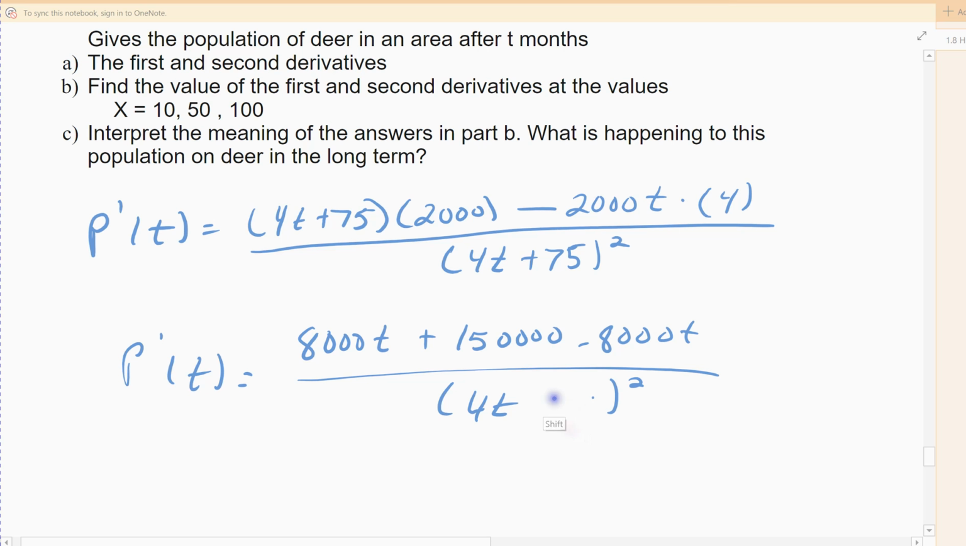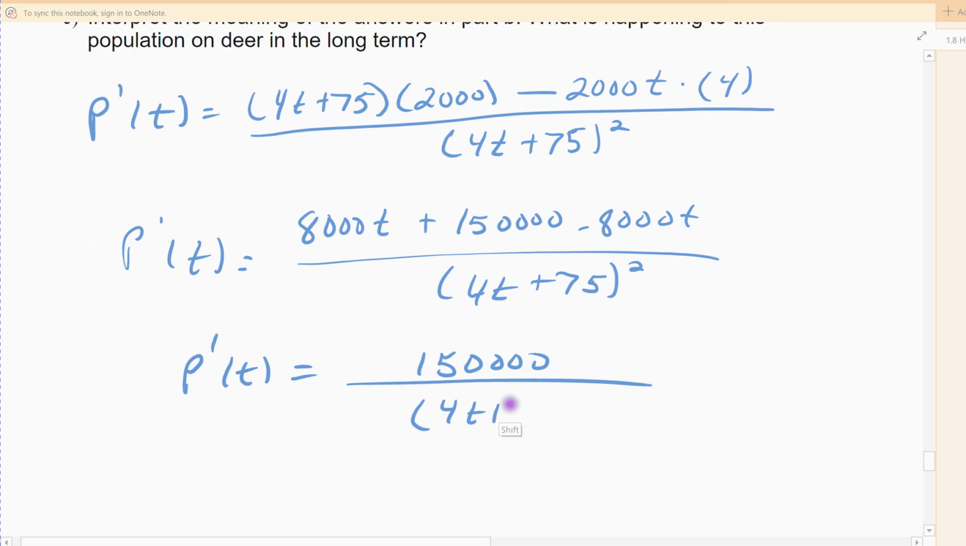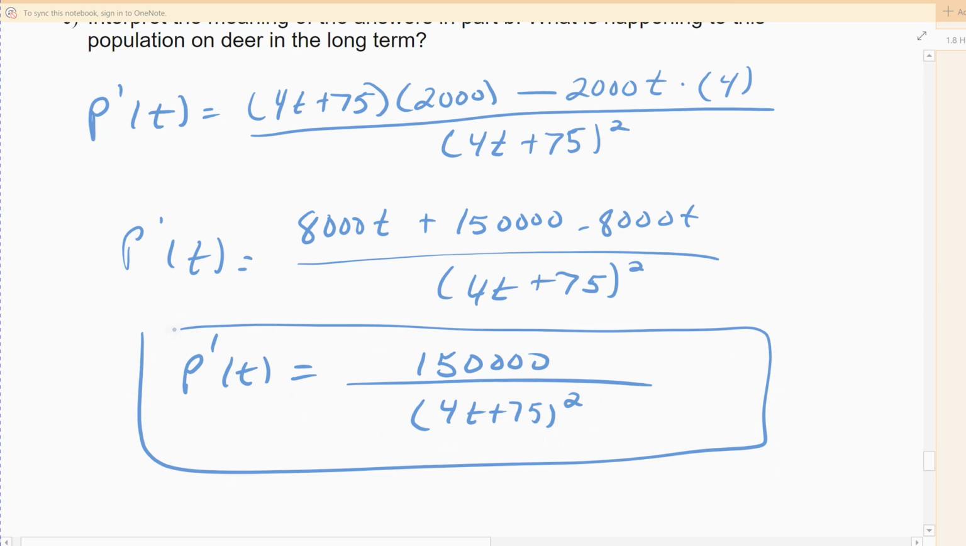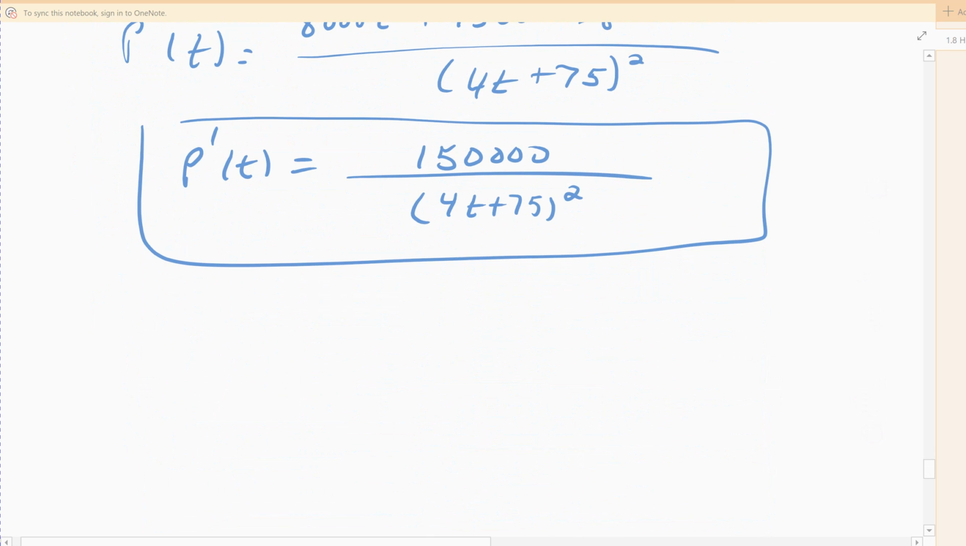It's up to you. You can square it out if you want to. If you square it out, then you don't have to use the chain rule. But I'm going to leave it because I think it's just good to practice. Alright, so up top, I just have that 150,000 divided by 4t plus 75, the whole group squared. Alright, so there's my first derivative.